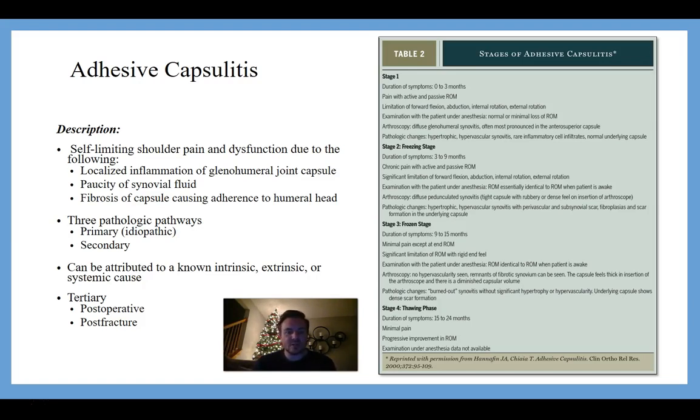So we think there's three pathological pathways. One is idiopathic, meaning we have no clue why this happens. There could be a tertiary cause, which is going to be post-traumatic, so like post-operative or post-fracture. And secondary causes could be, well, we'll talk about that in the next slide here.